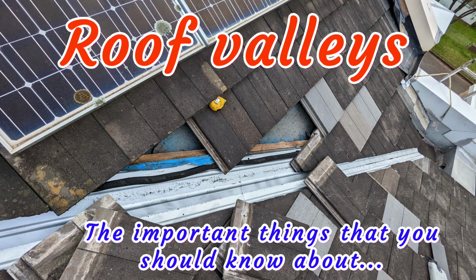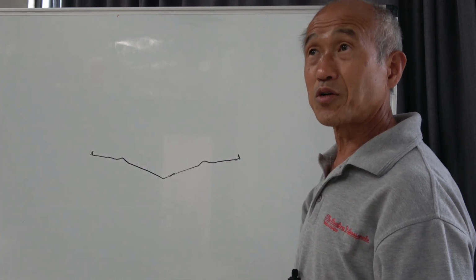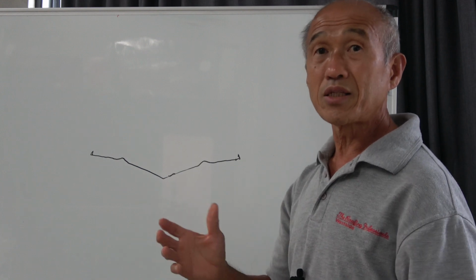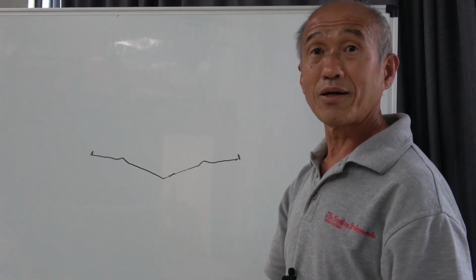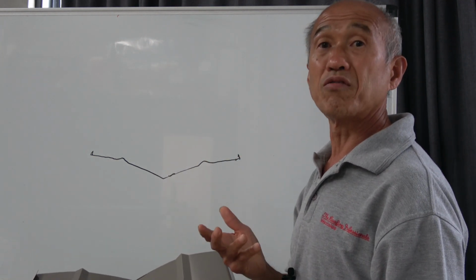Most roofs here in Sydney have valleys on them. In this video, we'll just go through some things that you should know about roof valleys. Not in great detail, just a brief outline about roof valleys and what you should be aware of.